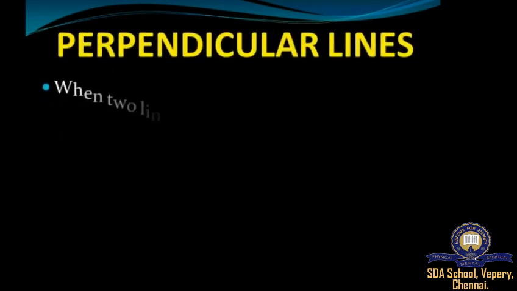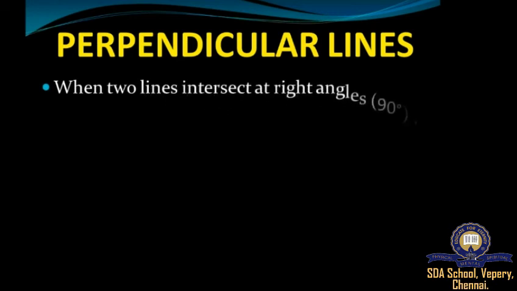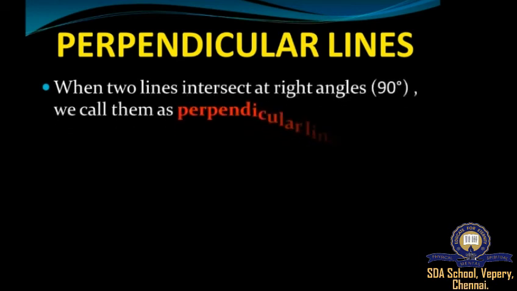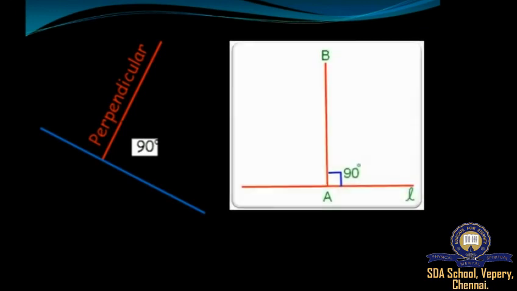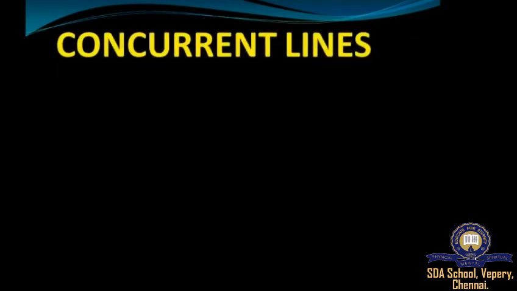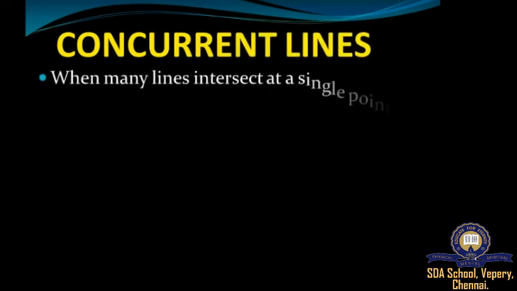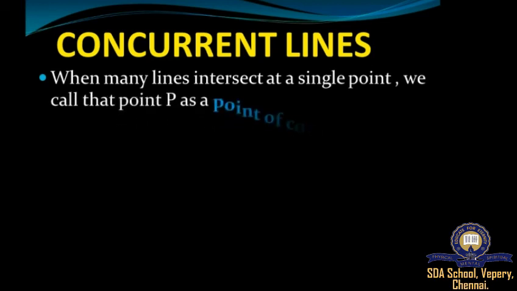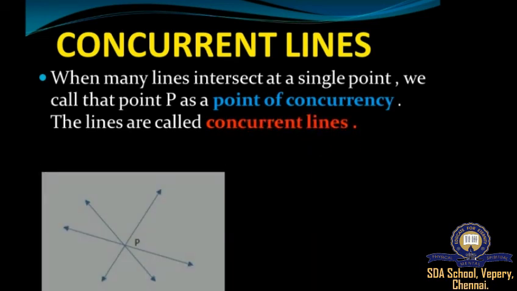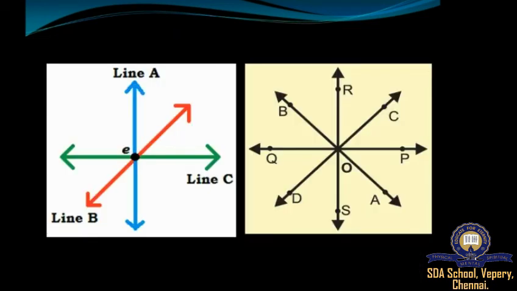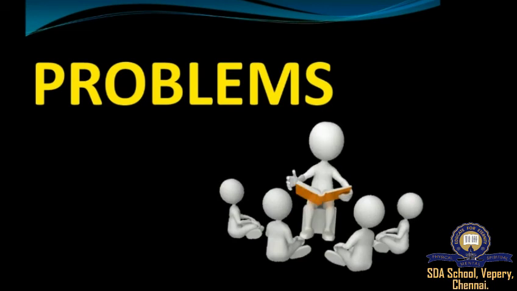Next we moved on to perpendicular lines. When 2 lines intersect at right angles, that is 90 degrees, we call them perpendicular lines. We saw images of perpendicular lines, and next we moved on to concurrent lines. When many lines intersect at a single point, we call that point the point of concurrency, and the lines are called concurrent lines. Then we saw examples of concurrent lines. And next we solved exercise 4.3.